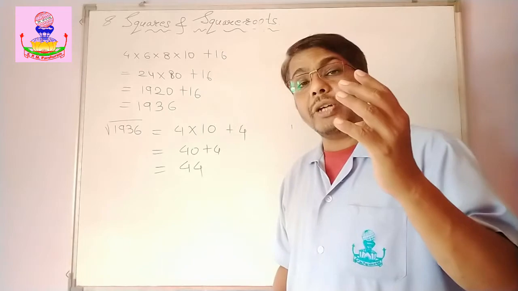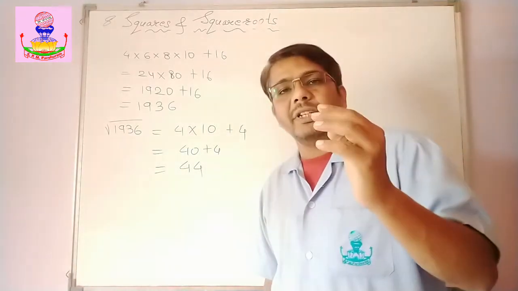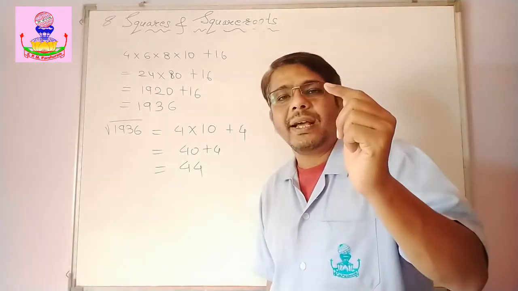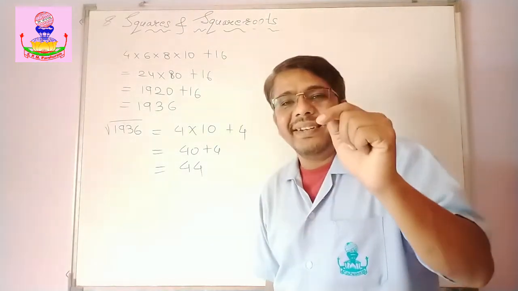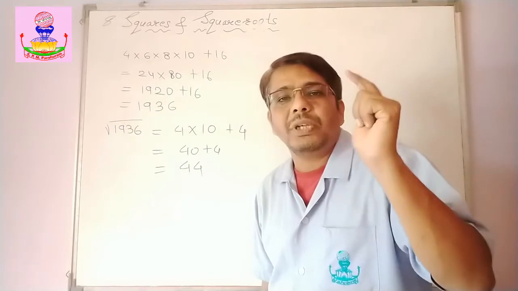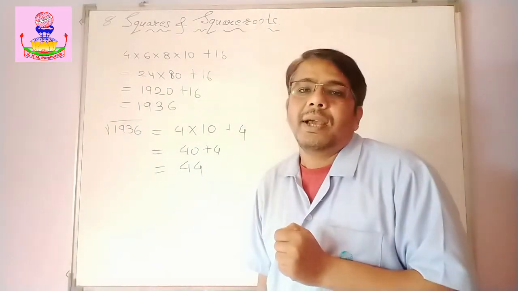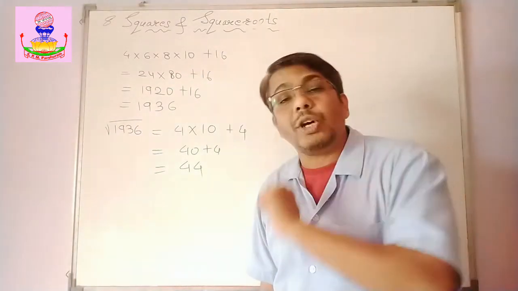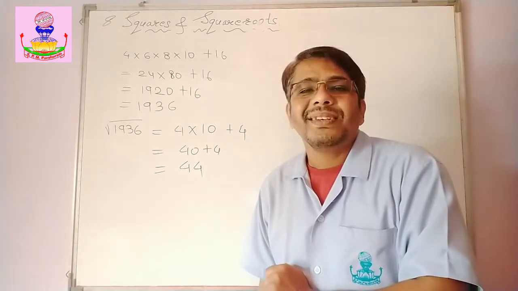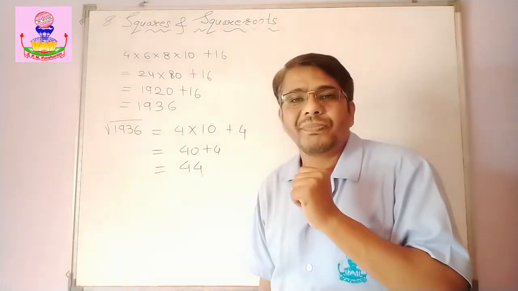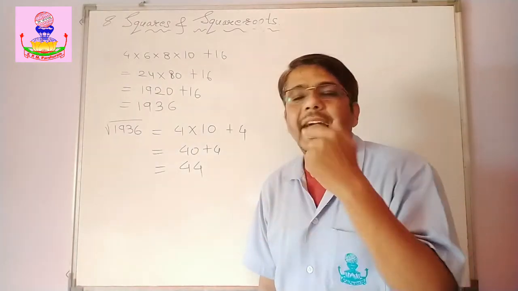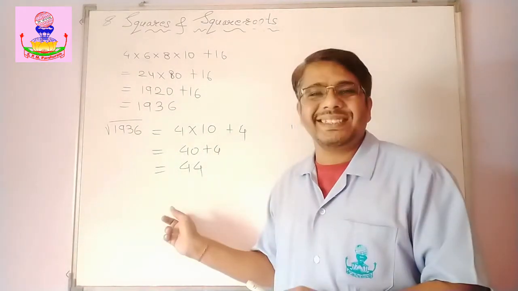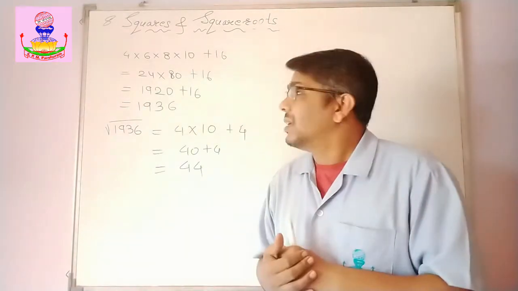So keep this in mind. When 4 consecutive odd numbers or even numbers are multiplied and 16 is added to them, then the number obtained is always a perfect square. And so if I want to find the square root of that number, it should be equal to the first number multiplied by the last number and add 4 to it. You will get that. Do you get it?